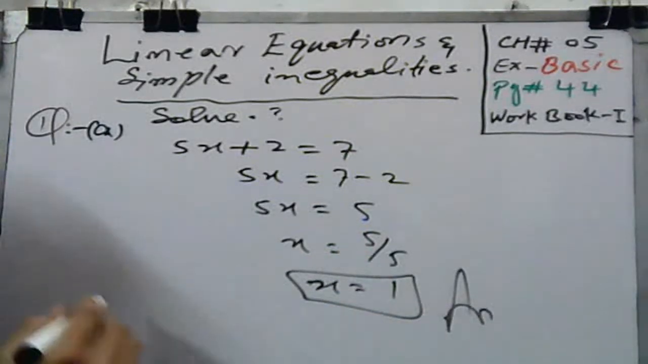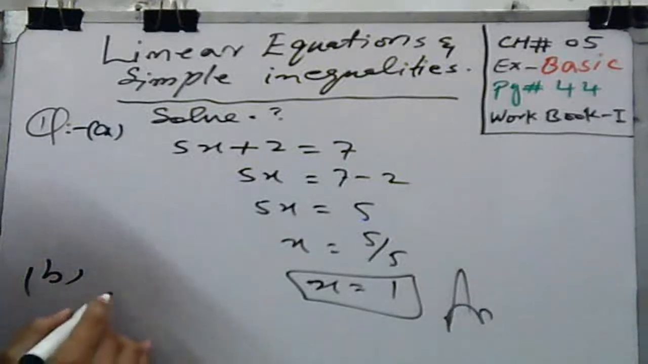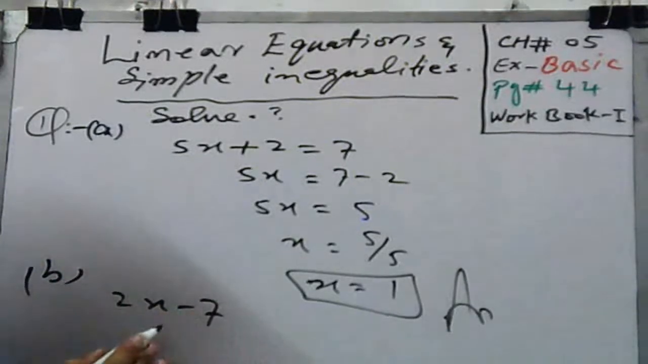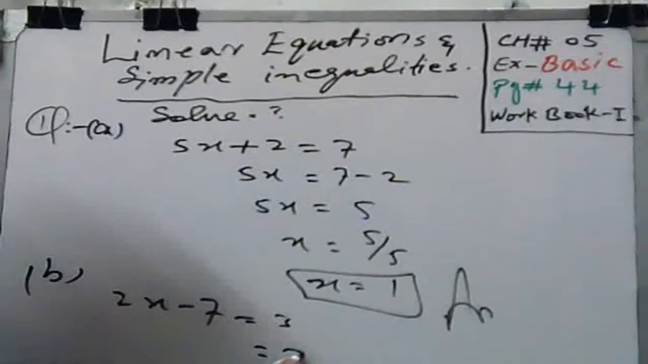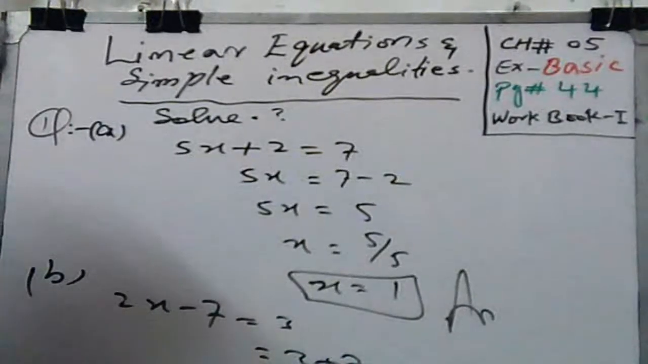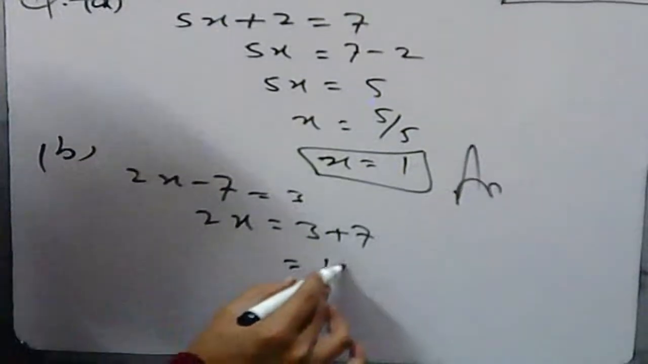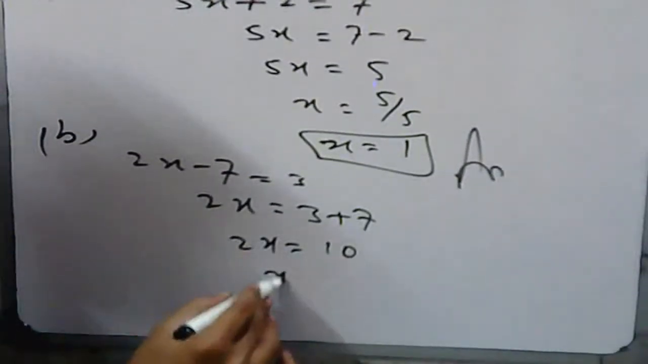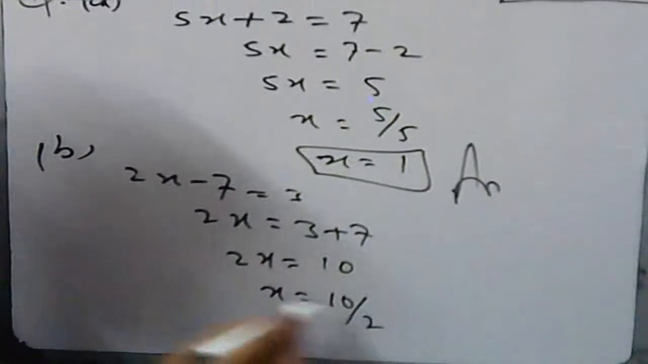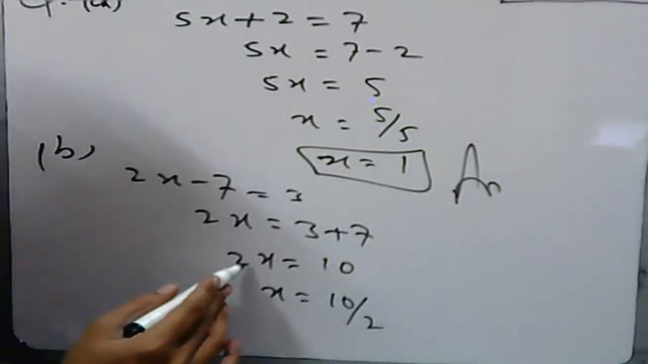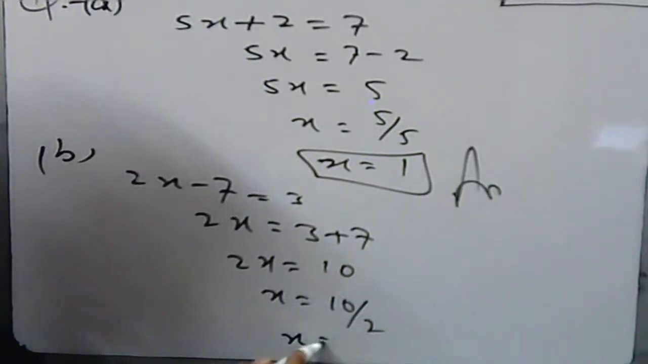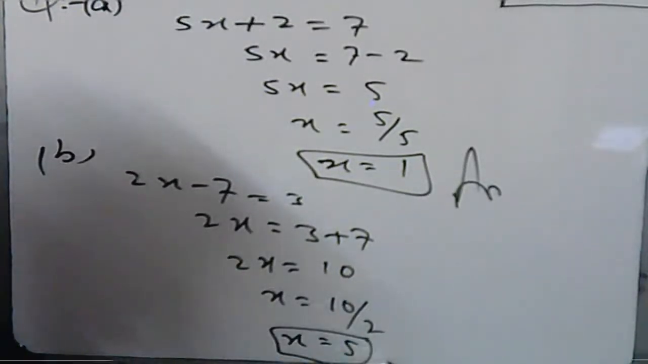Similarly, in B part, 2x minus 7 is equal to 3. Once again, by the same methodology, you have to shift the constant at one side and the variable at one side. So that is your 10. So the value of x is 10 by 2. Because it is multiplying here by 2, it should be divided. So 5 is your required result.